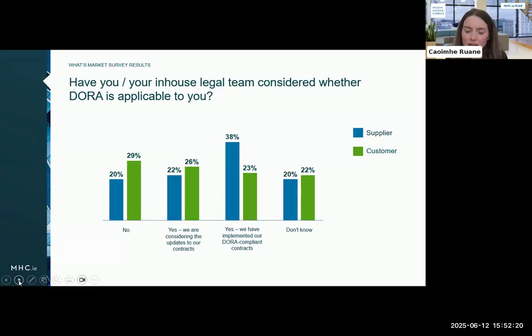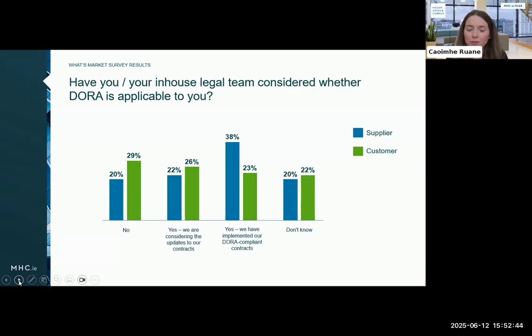So as you may expect, turning now to the survey results, there's been a notable increase on both supplier and customer sides, confirming that, yes, they have implemented DORA compliant contracts. You can see on the supplier side, that's at 38%, which is up from 4% last year. And on the customer side, it's at 23%, and that's up from 3% last year.